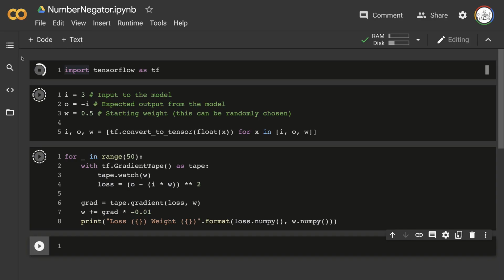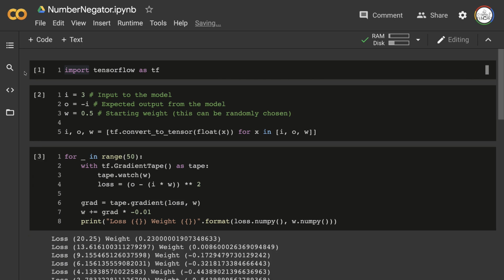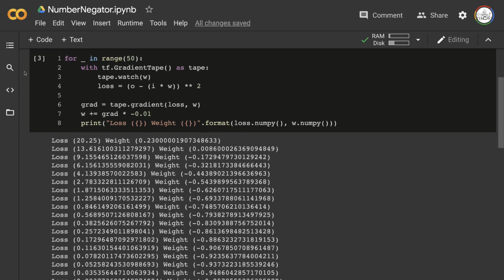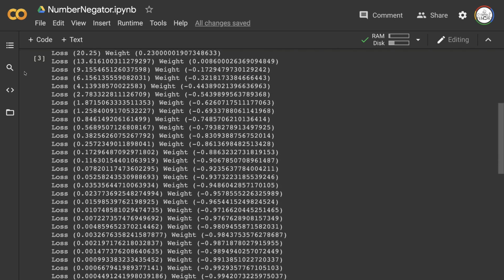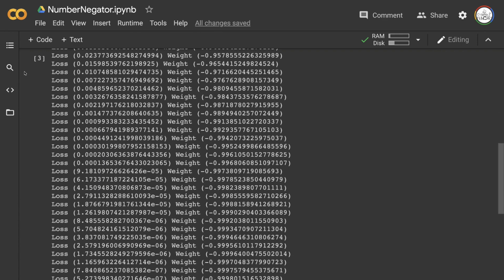Now take a look at this. When I run this code, it's going to continuously print out the current loss and the current weight after the update from the loss. So at the beginning, the loss is a huge value. It's 20.25. And the weight has gone from 0.5 to just 0.23. All right? And of course, that weight continues to get smaller and smaller, and the loss also gets closer and closer to 0.